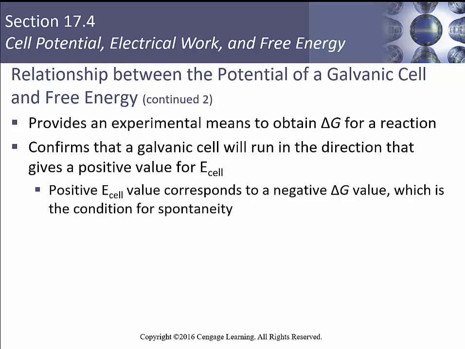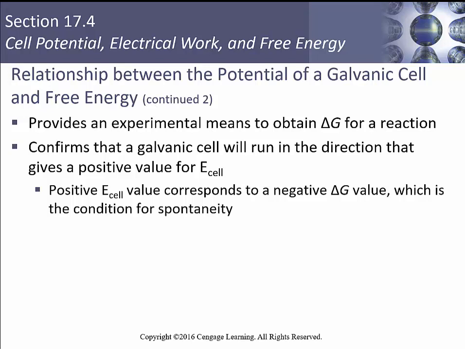And this confirms that the galvanic cell will run in the direction that gives us a positive value for E cell, because if it's minus NFE, it gives you a negative delta G value. So a positive E cell means delta G is negative. And do you think we're going to be able to relate this to K? Oh yeah, we're going to be able to do that.